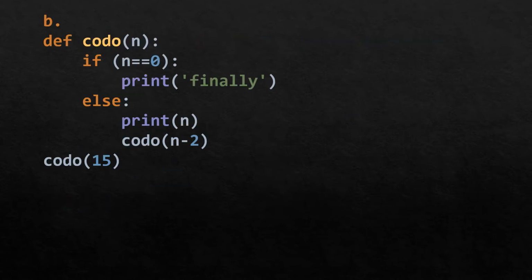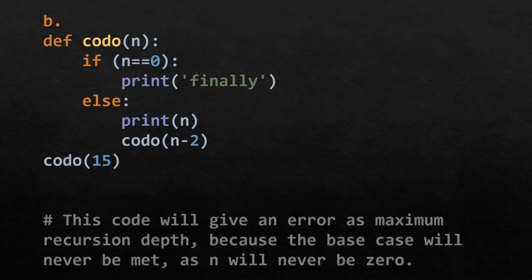In the next case, the same function codo is there, but here the recursive statement is this: codo is called with argument n minus 2. In that case, what will happen? First, the codo will be called with value 15. Next time it will be called with the value 13 because n minus 2. So then it will be 11, then 9, like this it will continue, but n value will never reach 0.